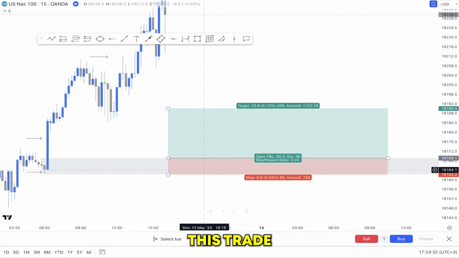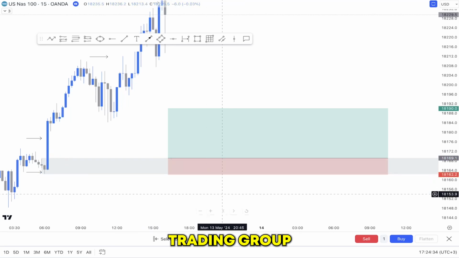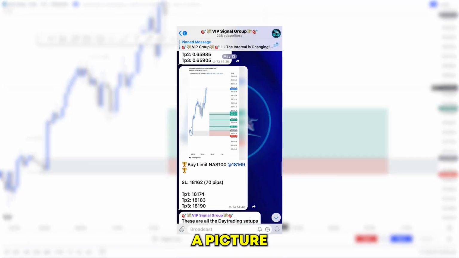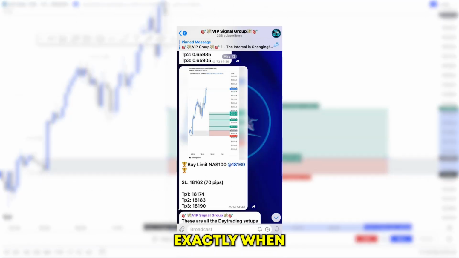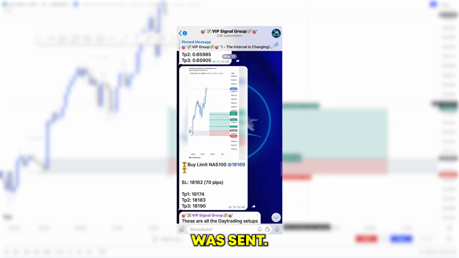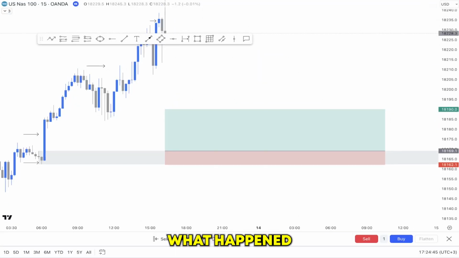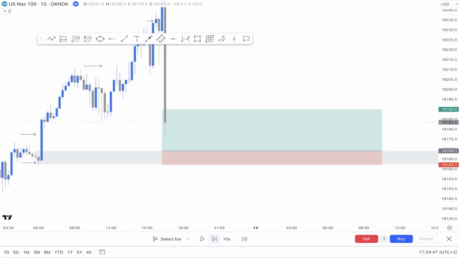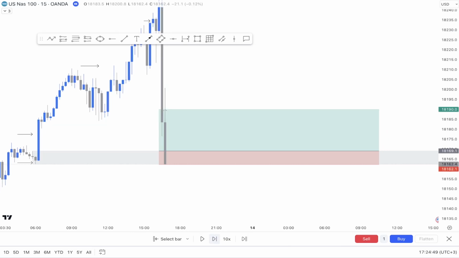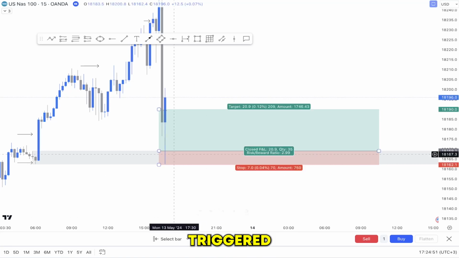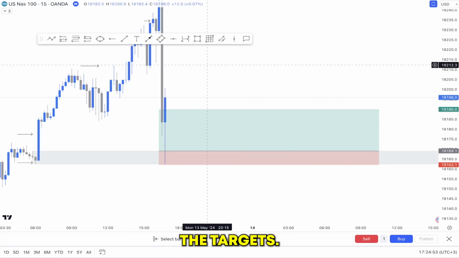I then sent this trade in my SMC trading group as well. I will attach a picture on the screen right now to show you exactly when this trade was sent. And now let's play the price and see what happened. So right here it triggered and it smashed all of the targets.